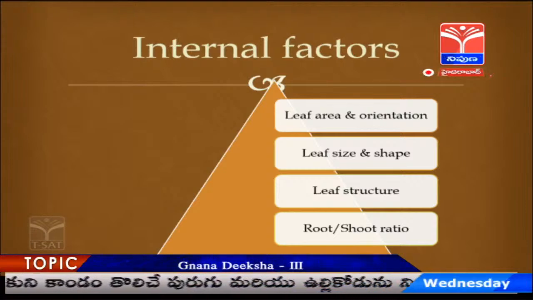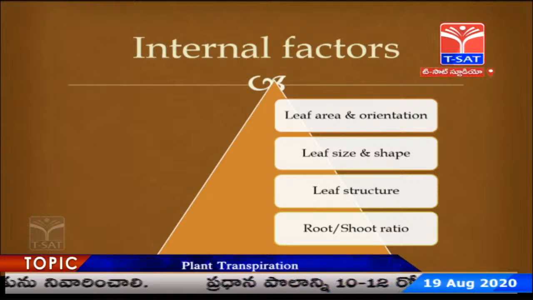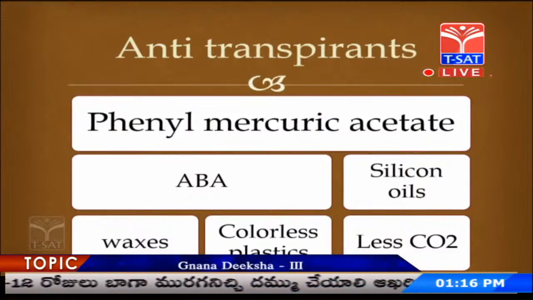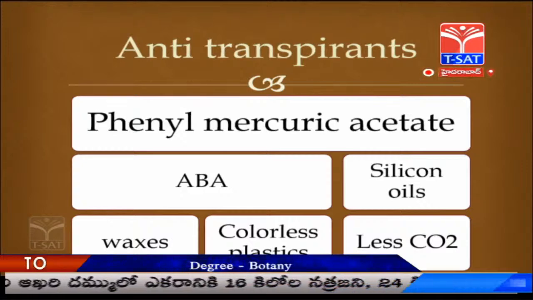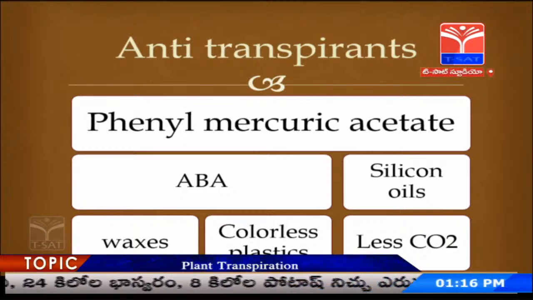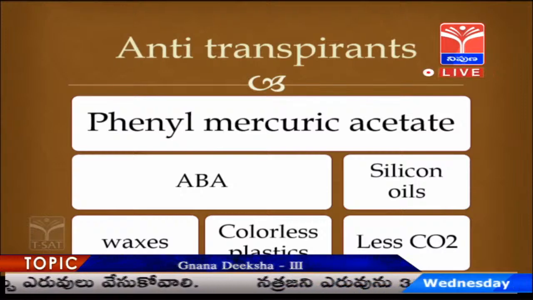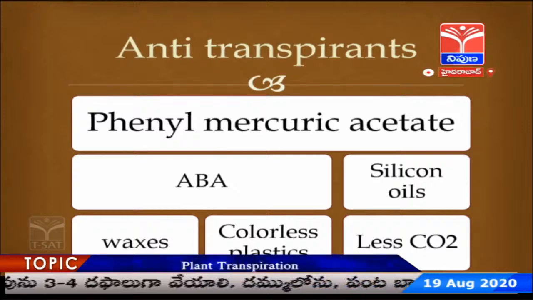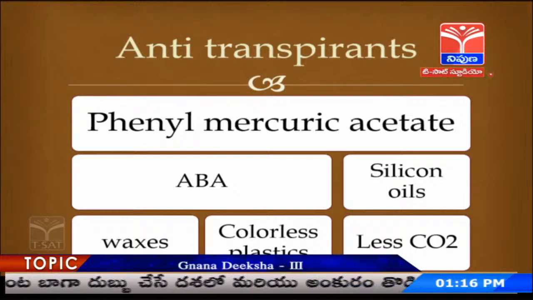A higher root-shoot ratio also leads to higher rates of transpiration. Now, let us talk about antitranspirants. In the beginning slide I said that transpiration is a necessary evil which no one can control, but it is also an important physiological process so that water balance is maintained in the plant, isn't it? But a large amount of transpiration can be quite detrimental to useful commercial plants. So, what can be done? This can be done by applying externally what are known as anti-transpirants.